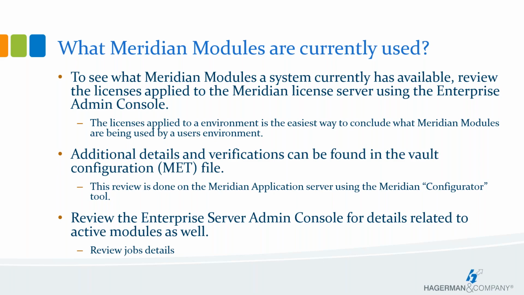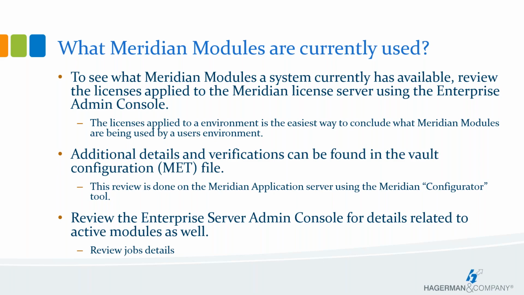Another way is you can get in your Vault configuration file, the MET file, and you can look at options that have been enabled. So if you're a little more advanced with Meridian, you can open the configurator tool, look at your existing configuration environment and start to see what components have been enabled. You can also get within the administrator tool that's on the desktop and see if components have been, like I said, again, enabled or been turned on for use.